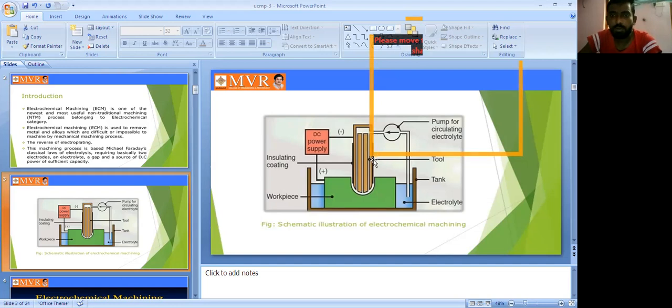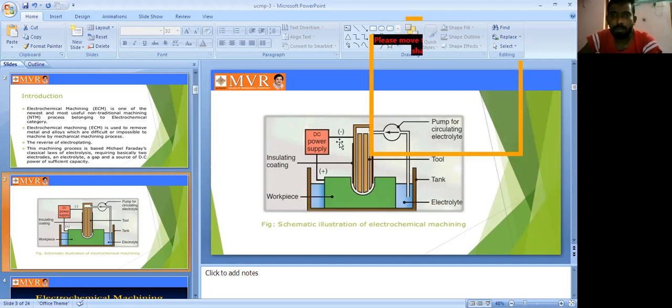Based on the tool, we remove the material. How is the tool moving? Based on the power supply, it moves forward and backward. After that, the required material is removed, and finally we get the required shape of the metal. This we call the electrochemical machining process.